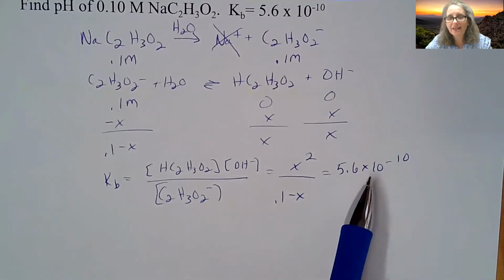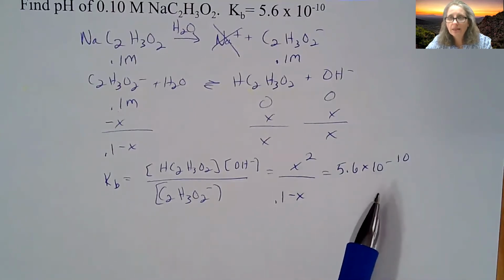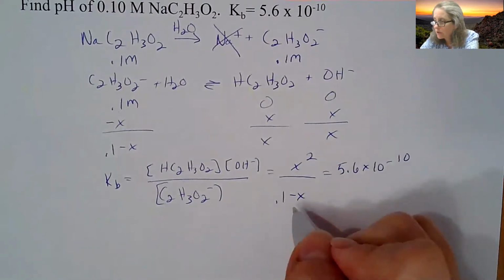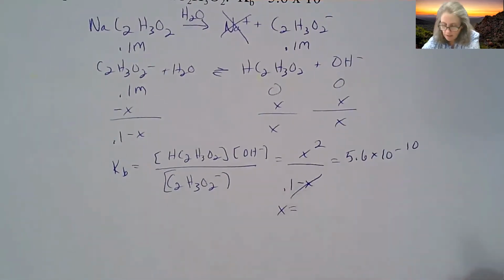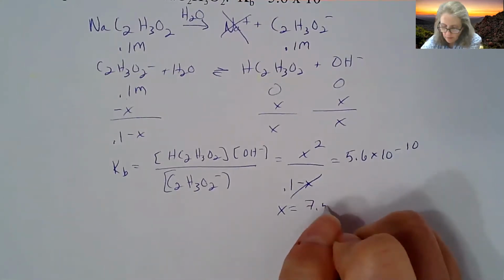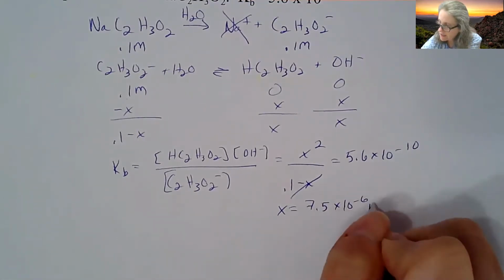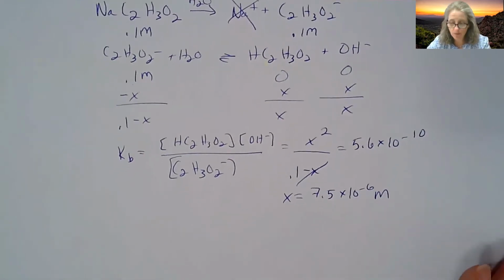This is 10 to the negative 10th. So that must mean that this is pretty small in amount of dissociation. So I could cross out that X and I'm probably going to be perfectly fine. So when I solve for X, I get about 7.5 times 10 to the negative 6. Again, look at that number. That's a pretty small number.